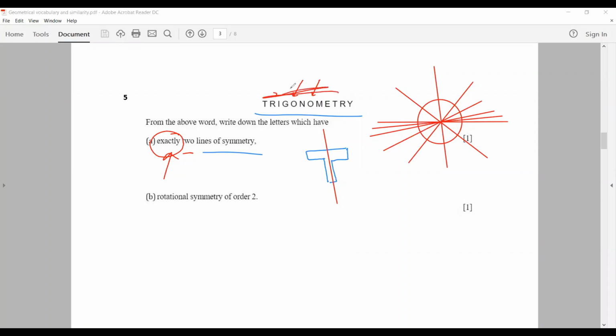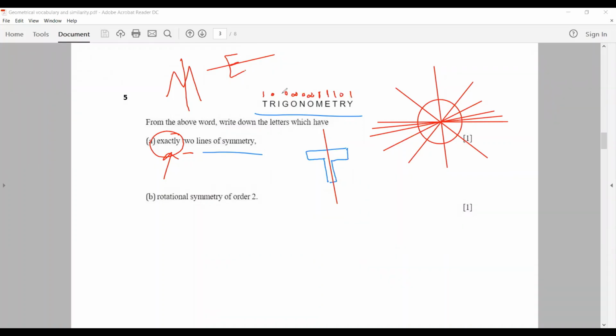Maybe I can write on top of each letter. So T is 1, R is 0, G is 0, O is infinity, N is 0 as well, O is infinitely many, M is only 1, right, passing through the center, this one, and E is 1 again, passing through the second horizontal line. That's the line of symmetry. T is 1, R is 0, Y is 1.